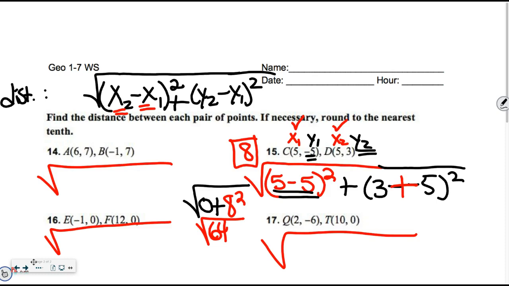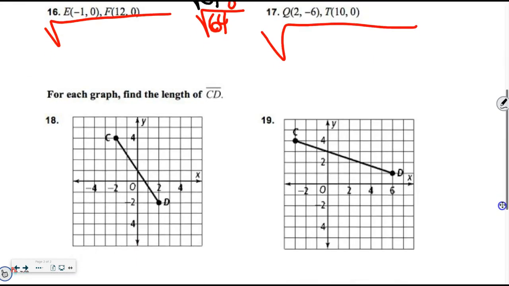If this had been the square root of 65, which isn't nice on your calculator, then you're supposed to round to the nearest tenth. Remember, that's the first decimal place that you round to. So that's a little help on your distance formula.